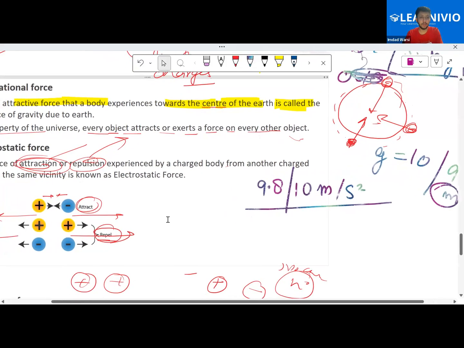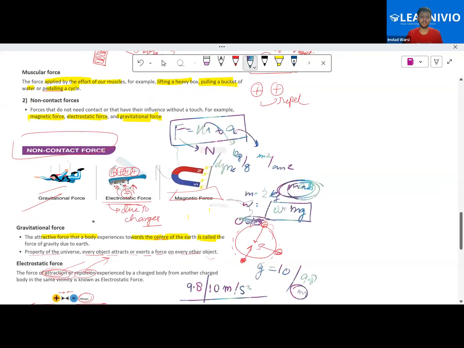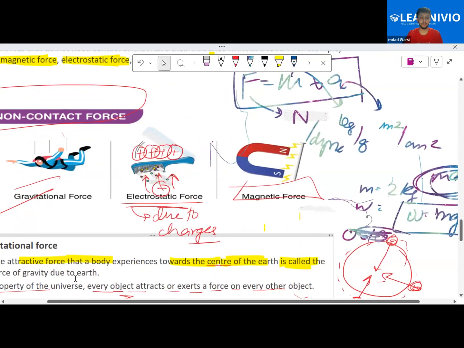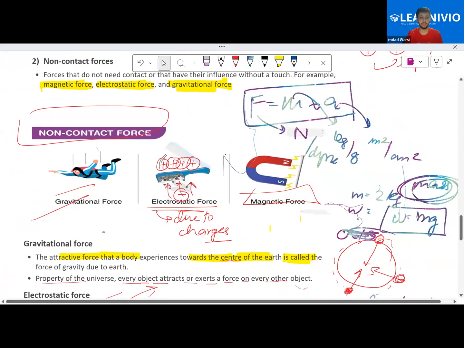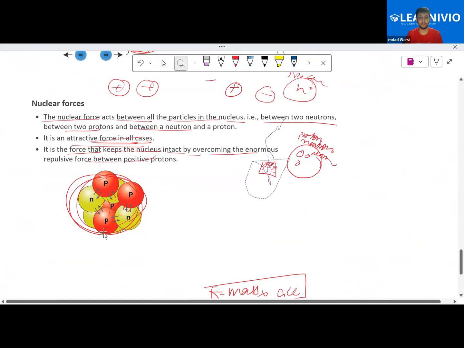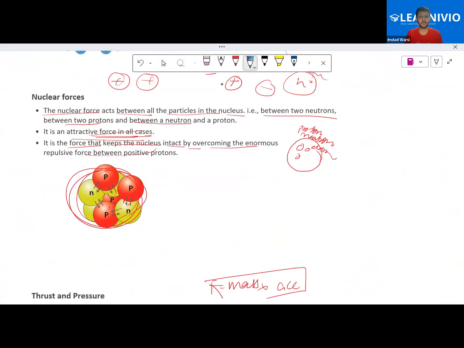So we saw gravitational force, electrostatic force. Similar charges repel, and different charges attract. Nuclear force also we have seen.